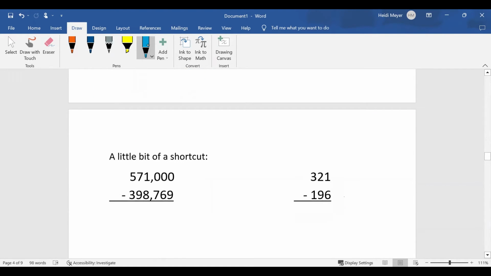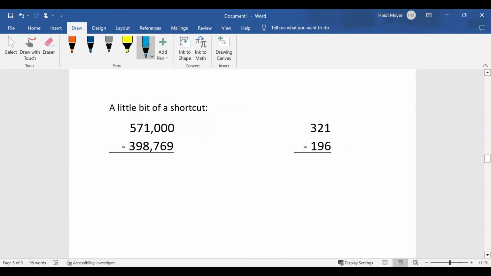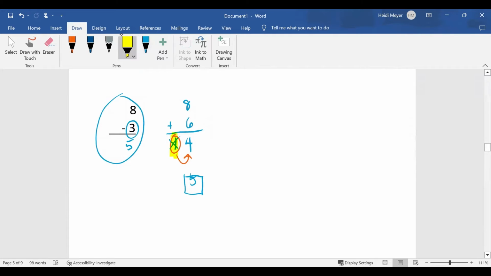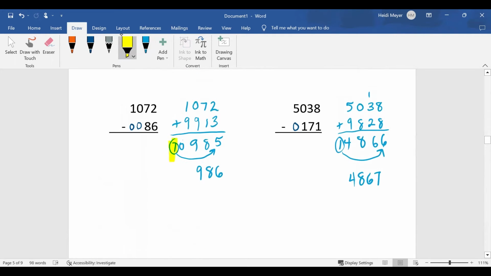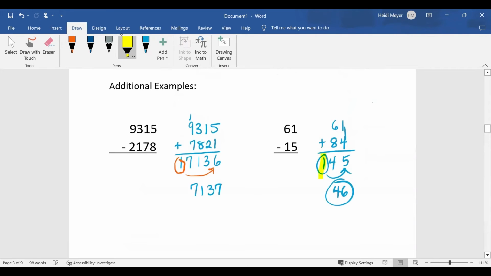So I want to give you a little bit of a shortcut. It's not a huge one. It really is just a little shortcut. But typically when I'm doing this, I realize that every single time I work this, I'm adding a 1 to the number on the back. And it's never going to be anything other than a 1.